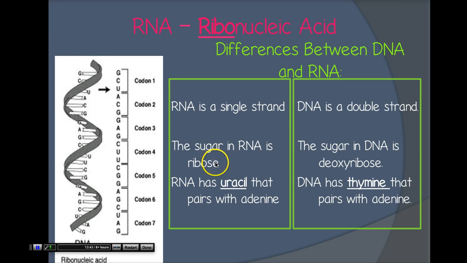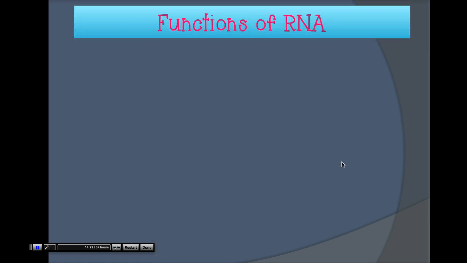In RNA, the sugar is ribose. In DNA, the sugar is deoxyribose. They are both 5-carbon sugars, so they both form a pentagon. The difference is deoxyribose is missing an oxygen. That's the only difference in the sugar. And the last difference is DNA has thymine as one of its nitrogen bases, and thymine pairs with adenine. RNA doesn't have thymine. For whatever reason, your cells can't produce a RNA nucleotide with thymine on it. So instead, it has uracil. So uracil replaces thymine when it's pairing up with adenine.